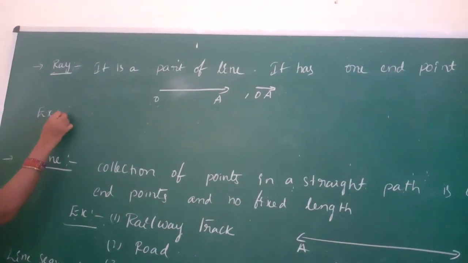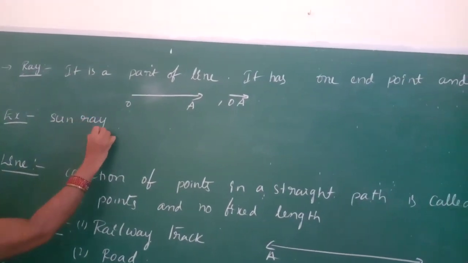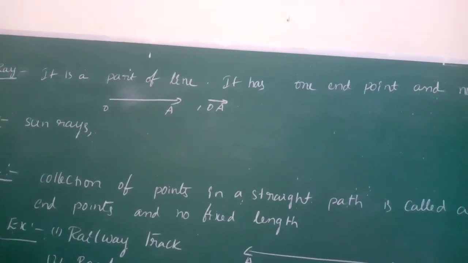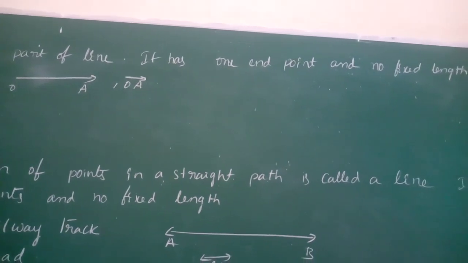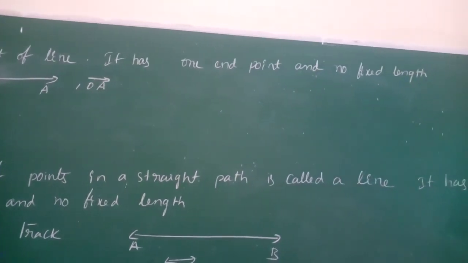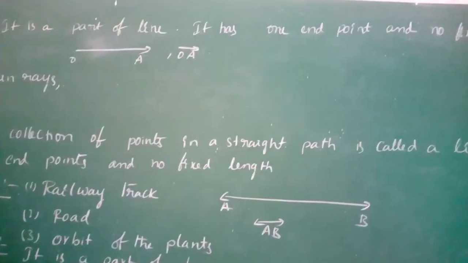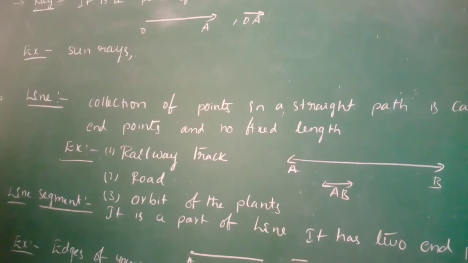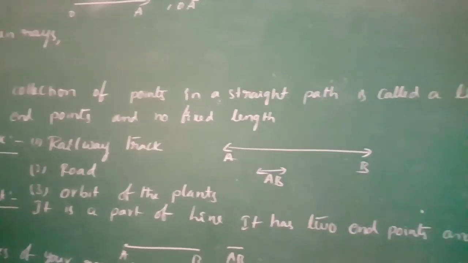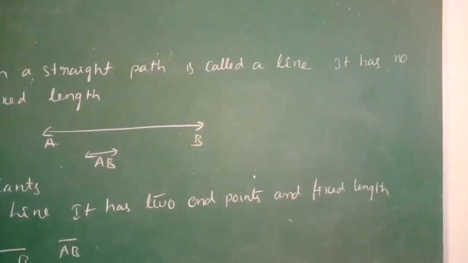Examples? Yes, sun rays. The best example is sun rays. Okay. Next. Do you remember all these basic points already? We learned them in the previous classes. Just I remind you. What is a point? Line segment and ray.